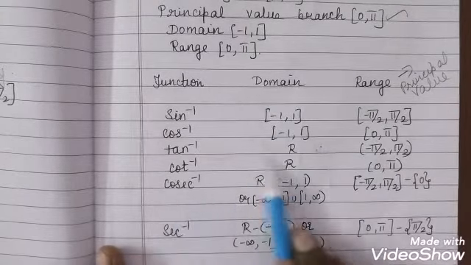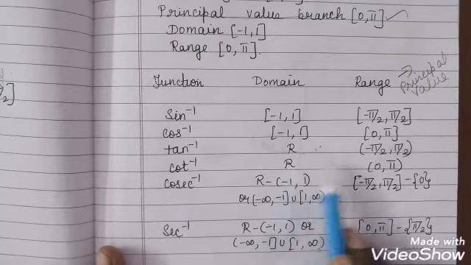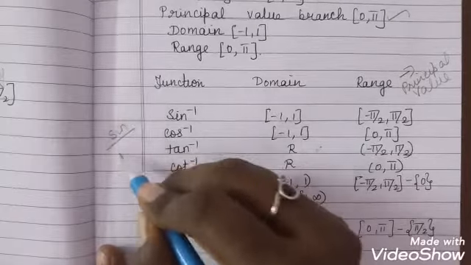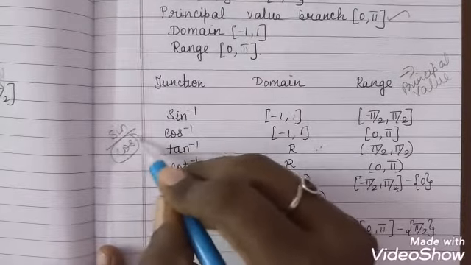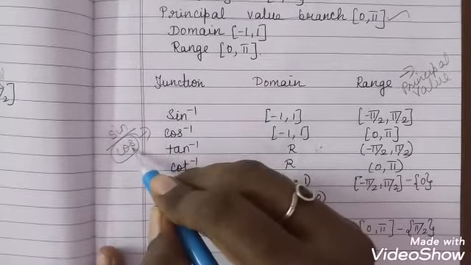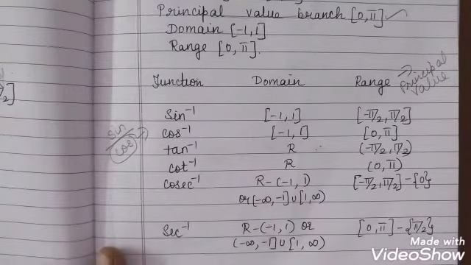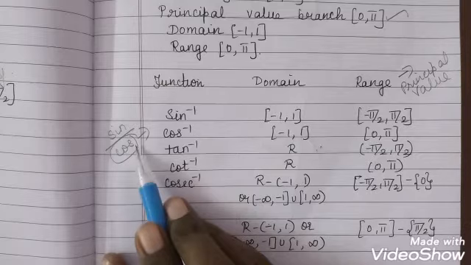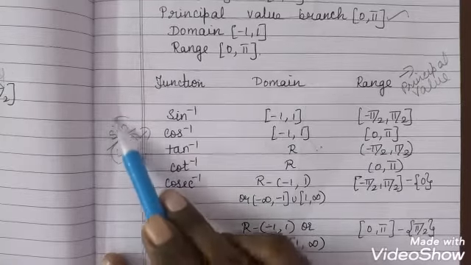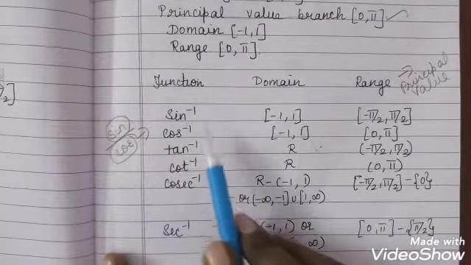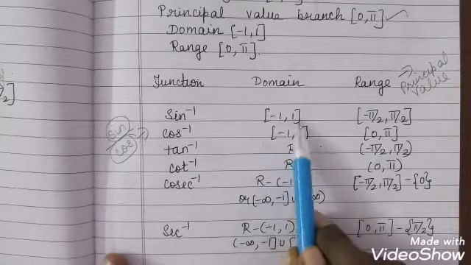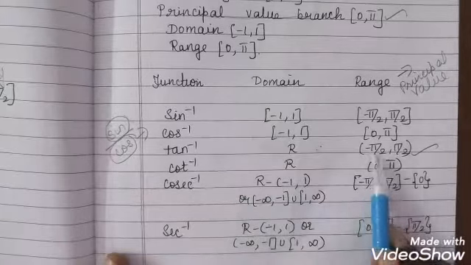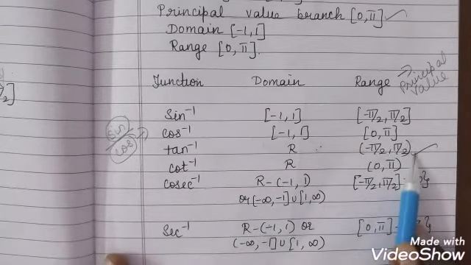What is your tan inverse here? The domain is the set of all real numbers. You know tan is nothing but sine by cos. The denominator, whatever you have, suppose it is cos pi by 2 or anything like that, will be nothing but 0. So I cannot take cos, I have to take only sine. So what do you have for sine here? It's only minus 1 comma 1. It's nothing but minus pi by 2 comma pi by 2. So you will have minus pi by 2 comma pi by 2. That is your range.